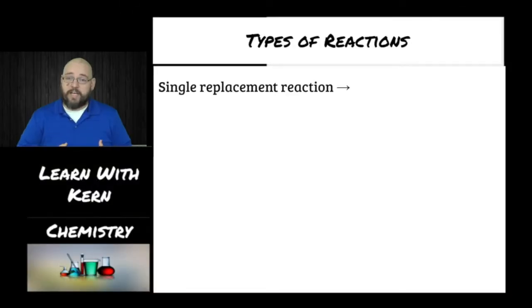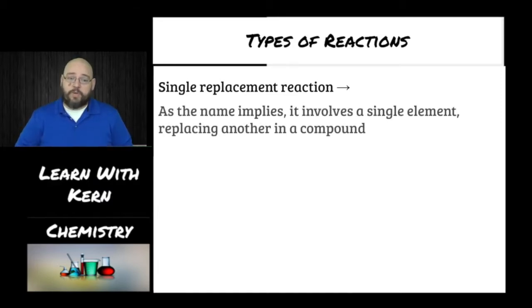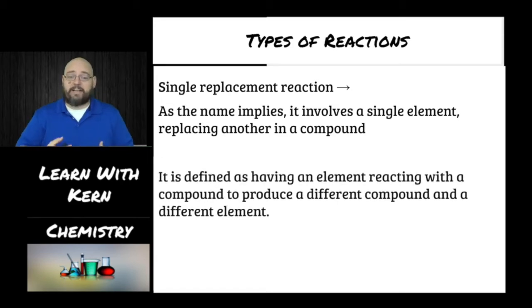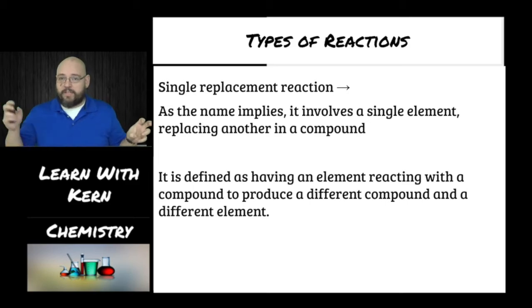A single replacement reaction. These ones are fun, but they're a little bit more complicated. In a single replacement reaction, you have, as the name implies, a single element replacing another in a compound. So it's identified as having an element reacting with a compound to produce a different compound and a different element. So you can think about it as like stealing a boyfriend. So you have a couple over here and then a single girl over here who steals the boyfriend from the other girl, and now this one's single and this one is in the compound. So a single replacement is identified as having an element that reacts with a compound and it produces a different compound and a different element.